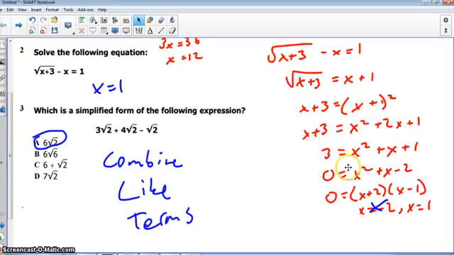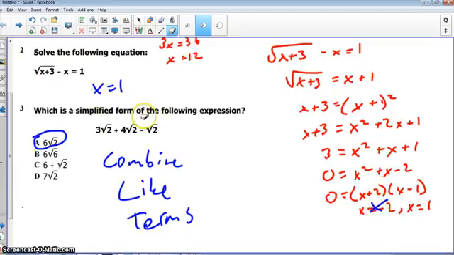I subtract x from both sides, subtract 3 from both sides, factor, and then I look at my two possible solutions and I plug them back in to make sure they actually work. The x equals negative 2 does not actually work when you plug it in. So it's the x equals 1 that they're really looking for. And that'll happen sometimes when you square both sides, that you'll get an extraneous solution. So watch out for that and plug your stuff back in.